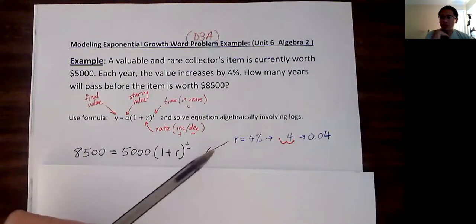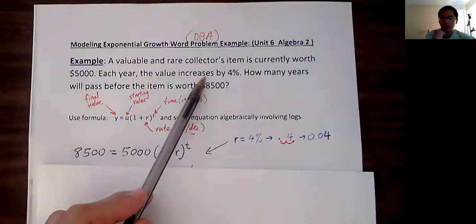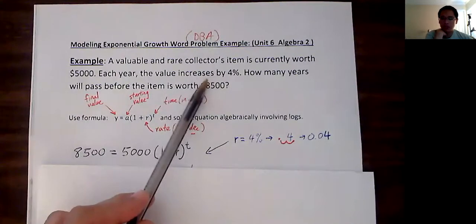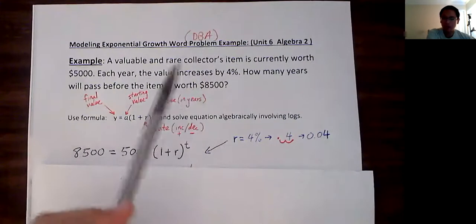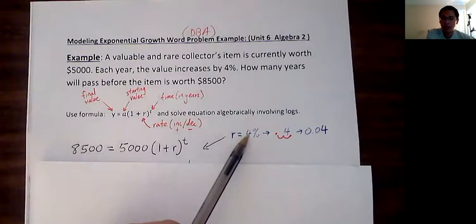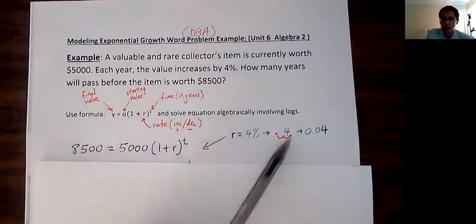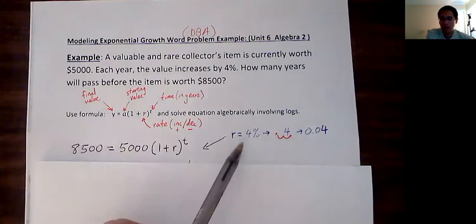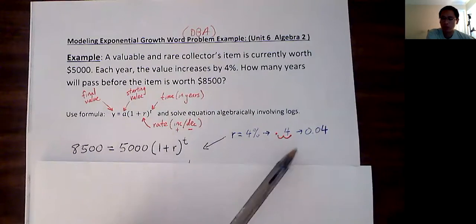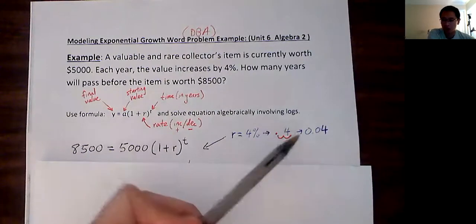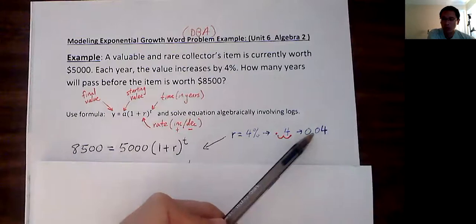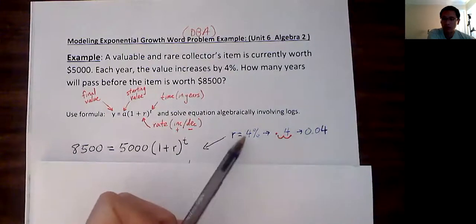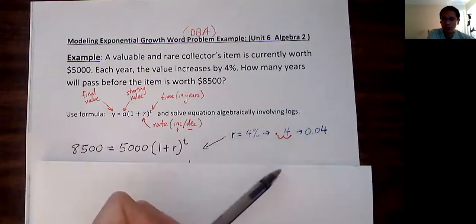We need to convert rate from percent to a decimal. So the way we do that is whatever percent they give you, we're just always going to move the decimal over two places. So if it's 4%, we're going to make it 0.04. If it's 23%, we're going to make it 0.23. Okay, so you get the idea. We're just moving that decimal over two to the left to convert from percentage to a decimal.